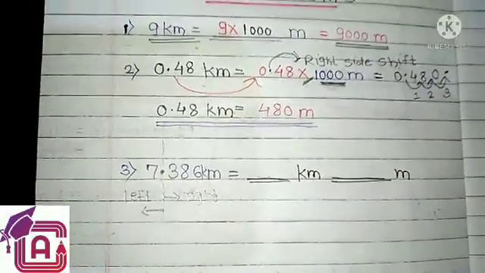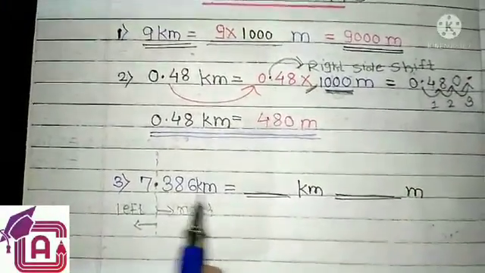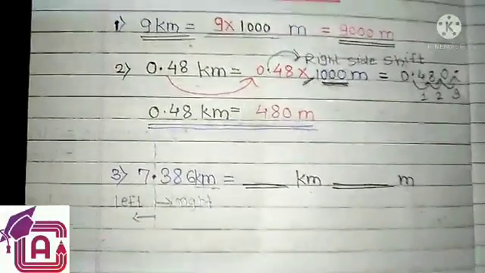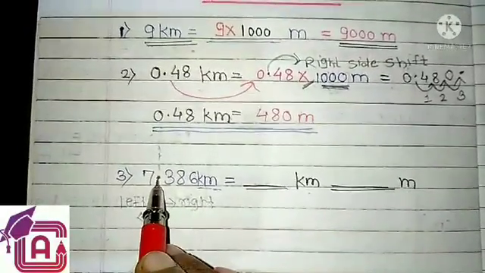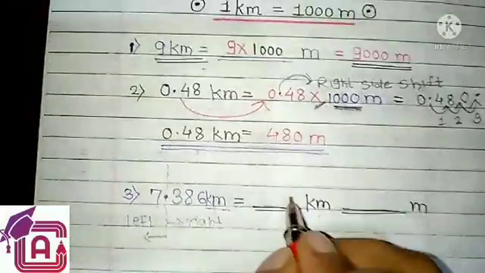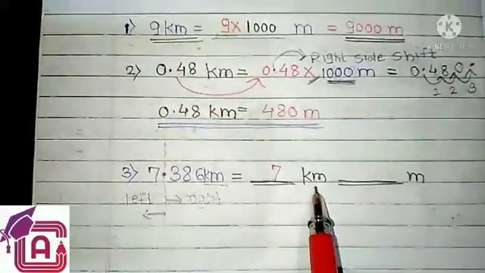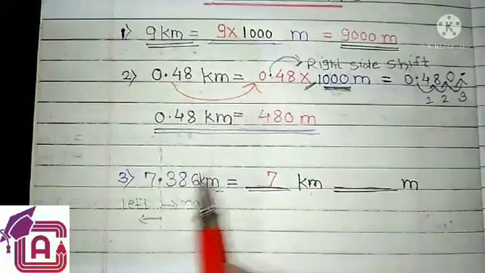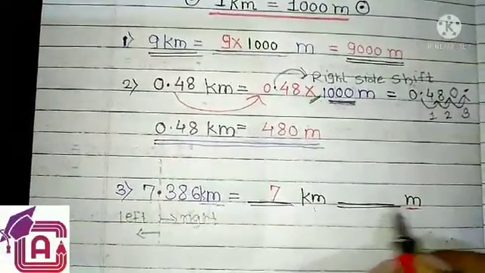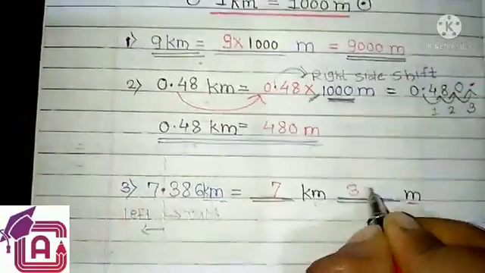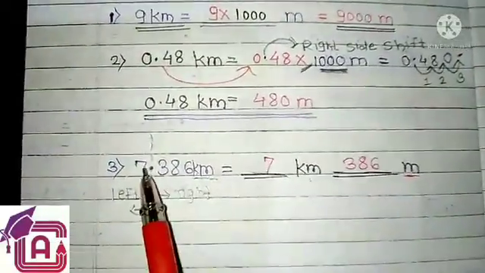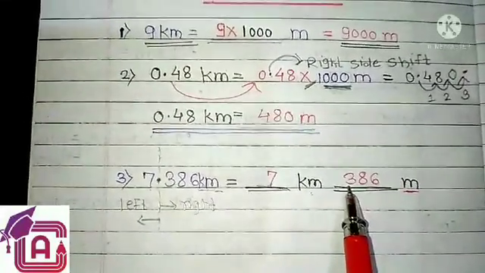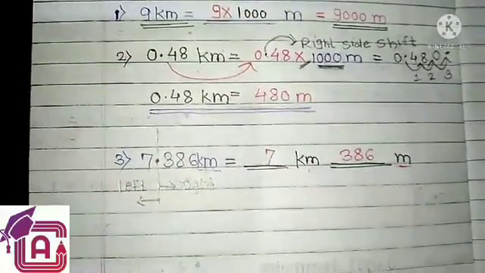So when 7.386 kilometer is given, the first term is always a kilometer term and next is meter term. So the number present on the left side of a decimal point is the value of a kilometer or a bigger unit or given unit, and after the decimal point the numbers are the value of another, smaller unit, that is 386. So in this distance 7.386 kilometer, 7 kilometer and 386 meter is present.